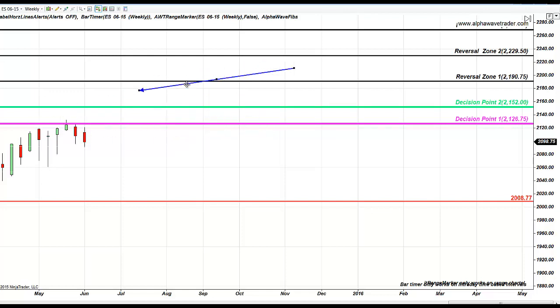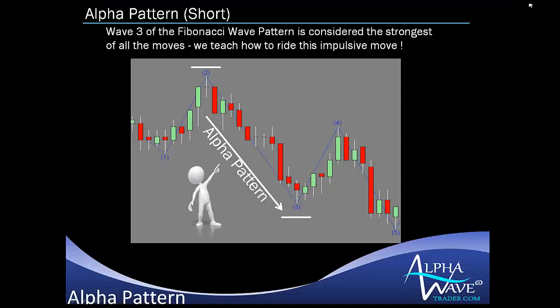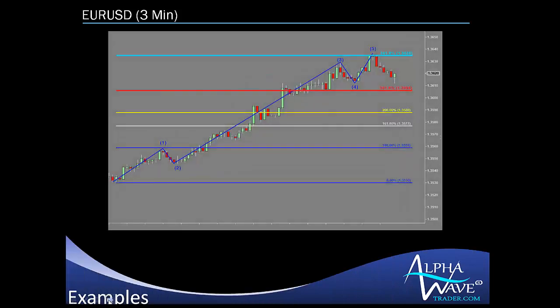Always respect the levels. Decision point 1 is a brick wall, never to be disrespected and never to be entered into. If you did not acquire a position at 2060 on weekly, you are staying out. 2060 was a perfect point of entry if you are trading weekly charts.